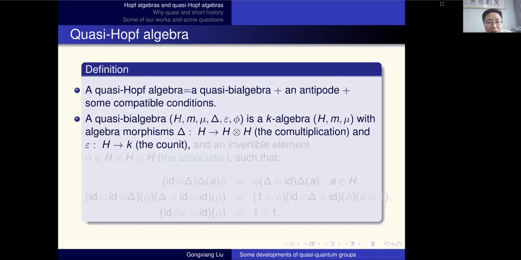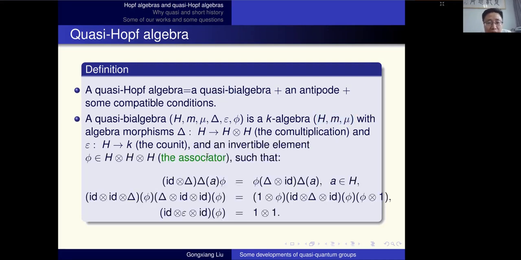It becomes a sextuple, where H, mu, M, and mu is an algebra. So at least a quasi-bialgebra is at first an associative algebra. Then it comes with two algebra maps, delta and epsilon. So it's quite similar to a bialgebra. But the key point is that it has no co-associative co-algebra structure. What's the meaning? It has no co-associative property.